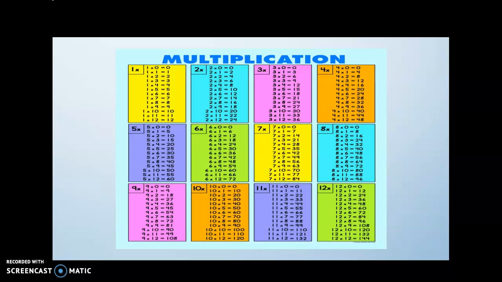Does anyone have any questions before we move on to some strategies of how to solve multiplication problems? Okay, here we go.